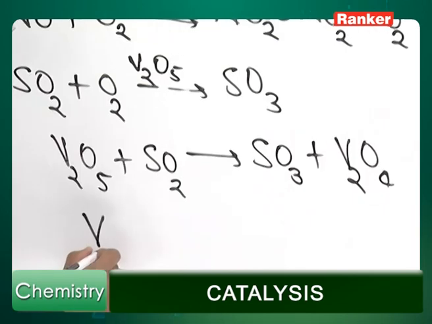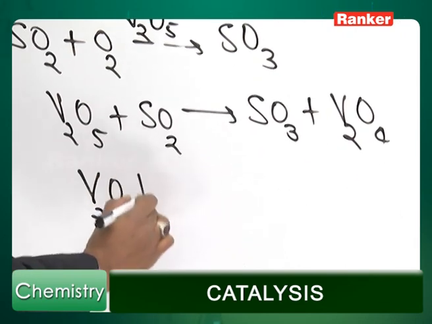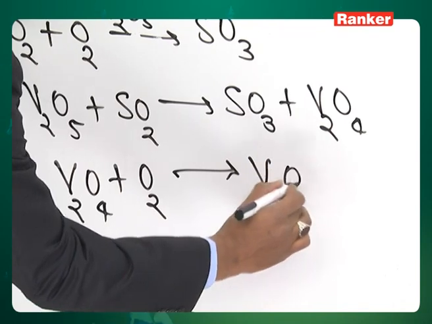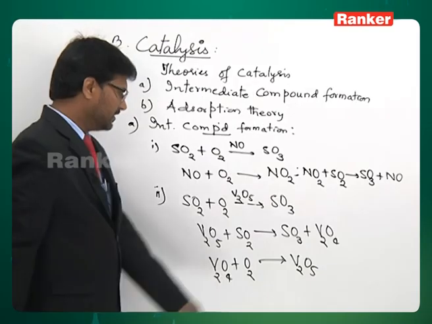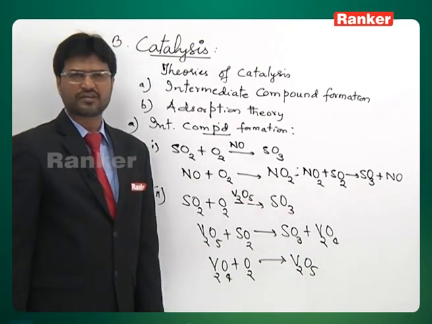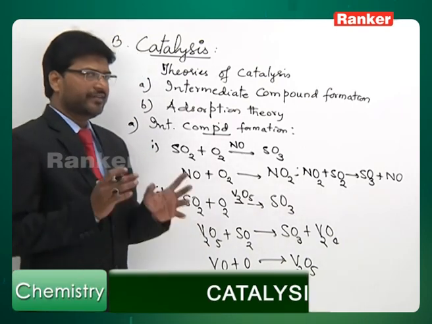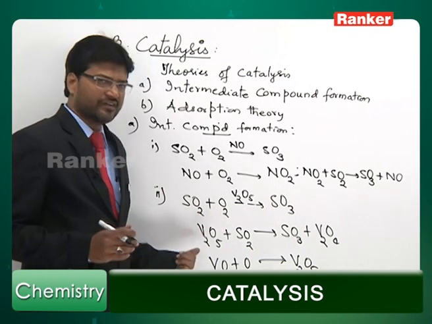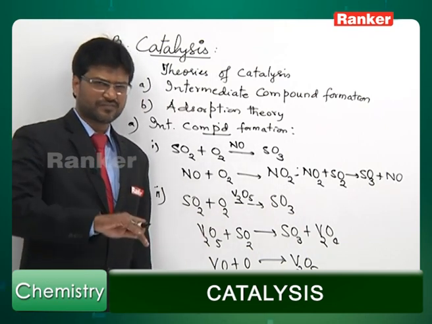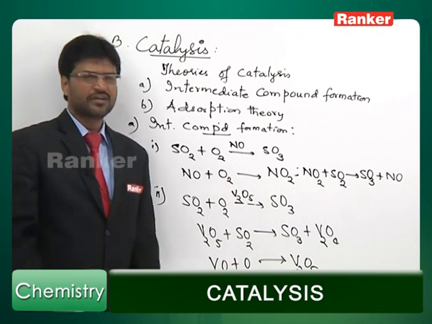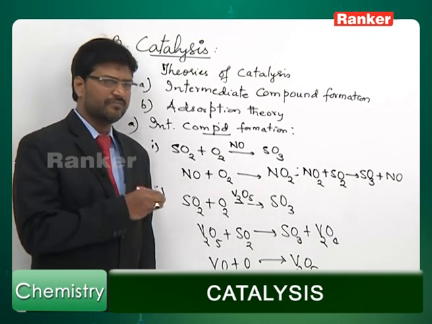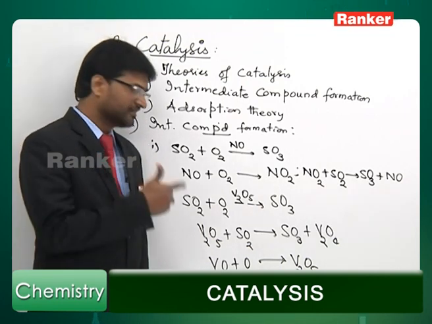Now V2O4 will then combine with oxygen and it will regenerate V2O5. This V2O5 is again ready to combine with a fresh molecule of SO2 to give SO3. So in this reaction especially, there is an oscillation of vanadium from its +5 state to +4, again back to +5. So because of its ability to show variable oxidation state, vanadium pentoxide is capable of catalyzing this reaction.